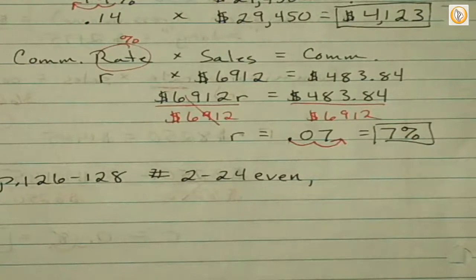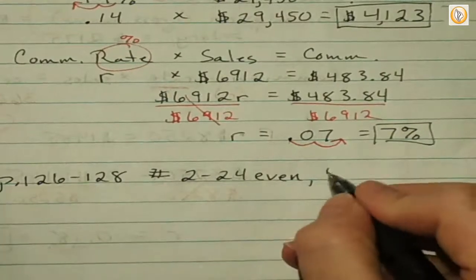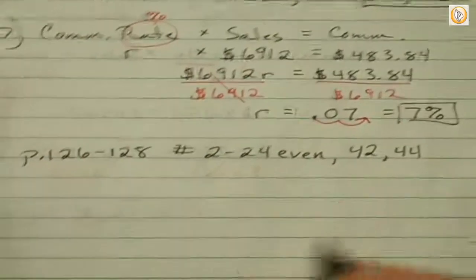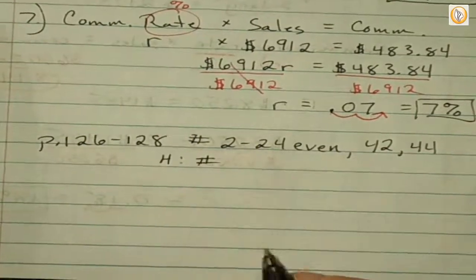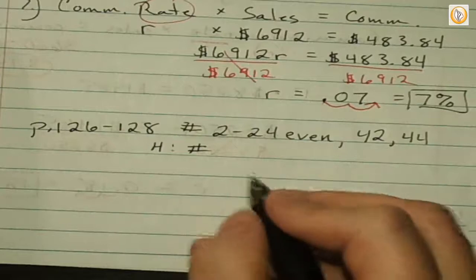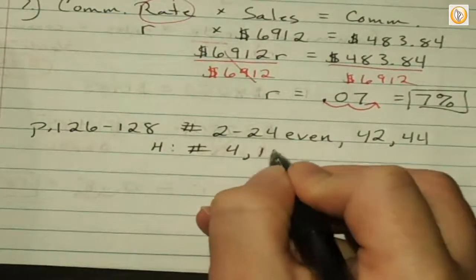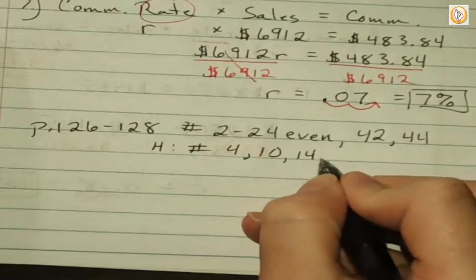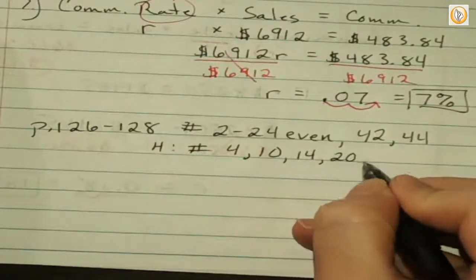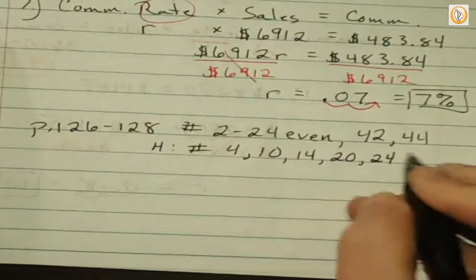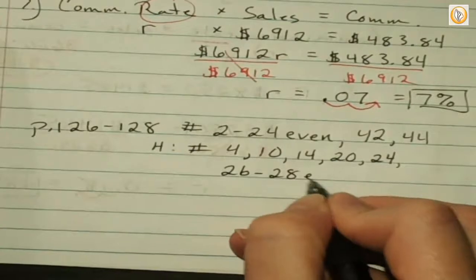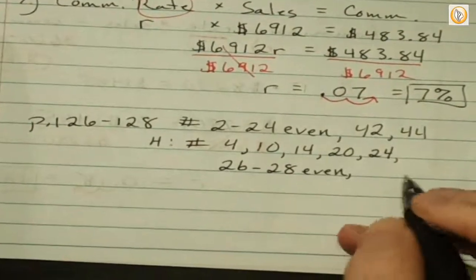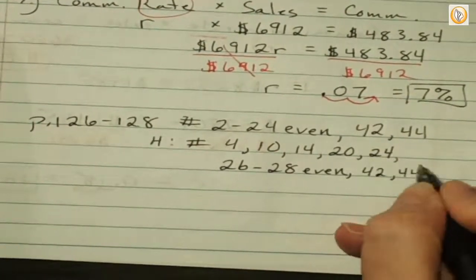To some of you, honors, I've been giving y'all a break. Watch which ones you're doing: 4, 10, 14, 20, 24, 26 through 28 even, and 42 and 44.